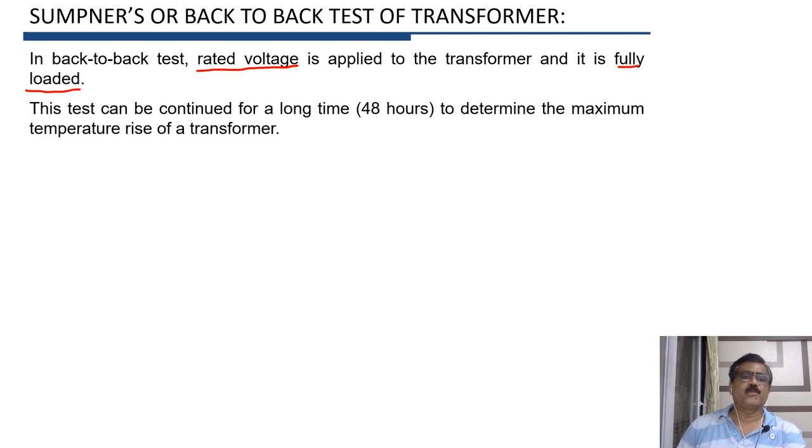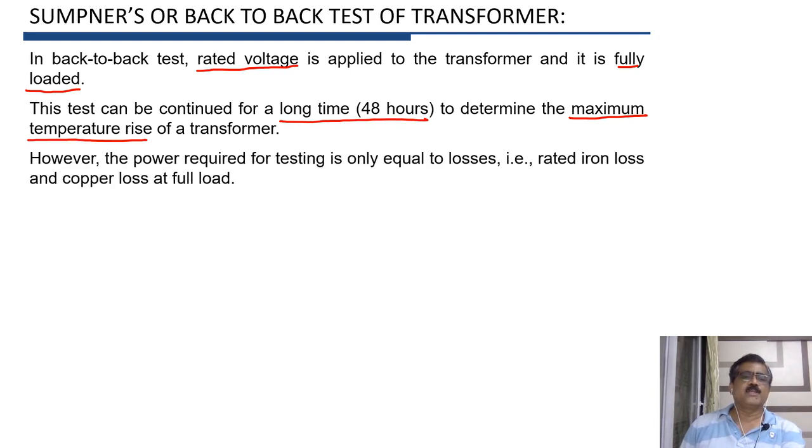So this back-to-back test can be continued for a long time period, say for a period of 48 hours, and at regular time intervals we can note down the temperature rise, and we can plot the temperature rise curve and determine the maximum temperature rise of a transformer. This temperature rise should be within permissible limits as per specifications of the transformer.